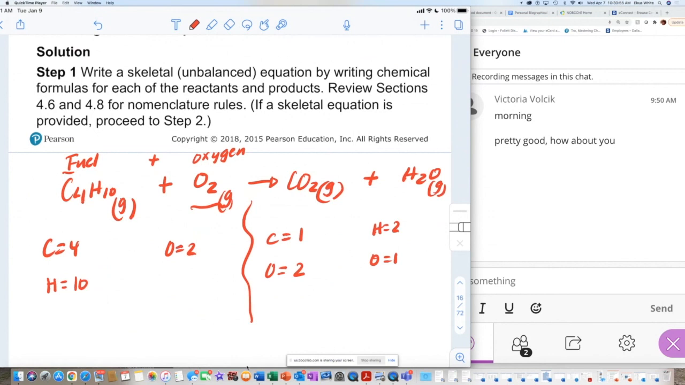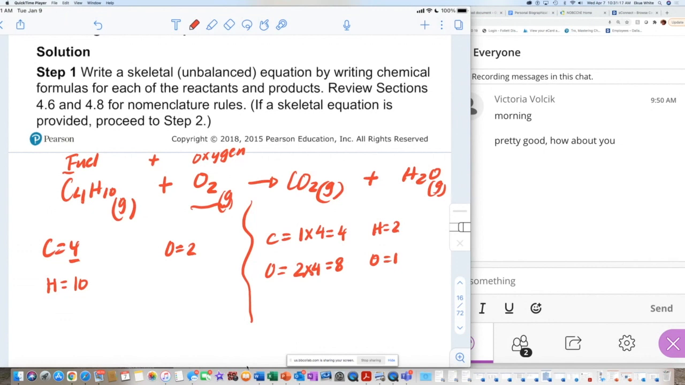Try to balance the oxygen last because the oxygen appears in more than one formula. Okay, so I guess I'll try to balance the carbon. Start with that. I have four carbons on the left, multiply by four on the right to make the right one four, multiply by four, same compound to make this eight. Okay. And then let's see.